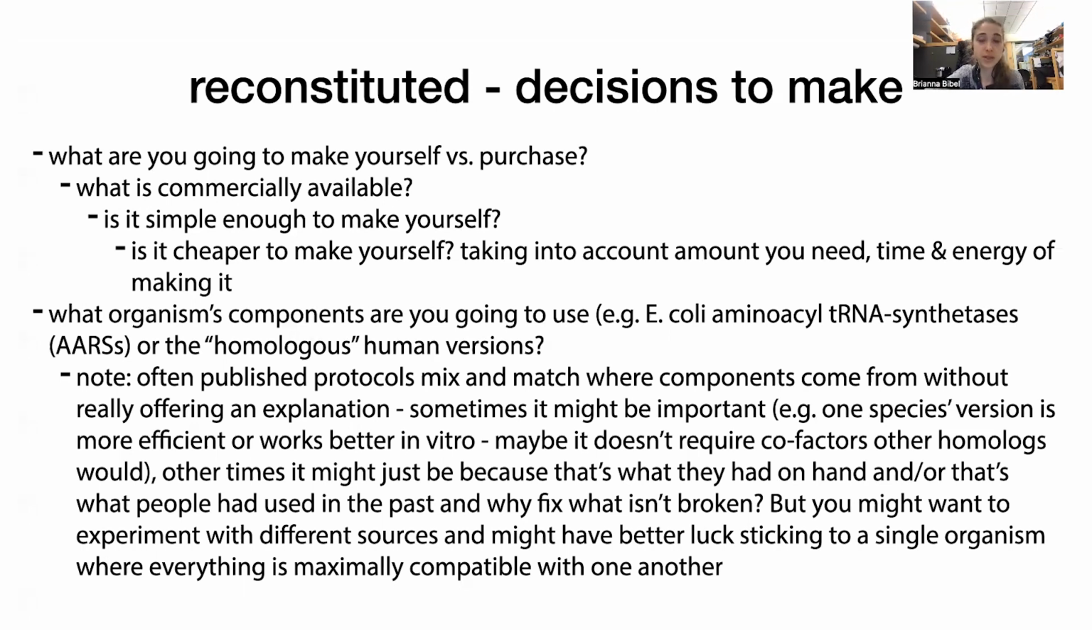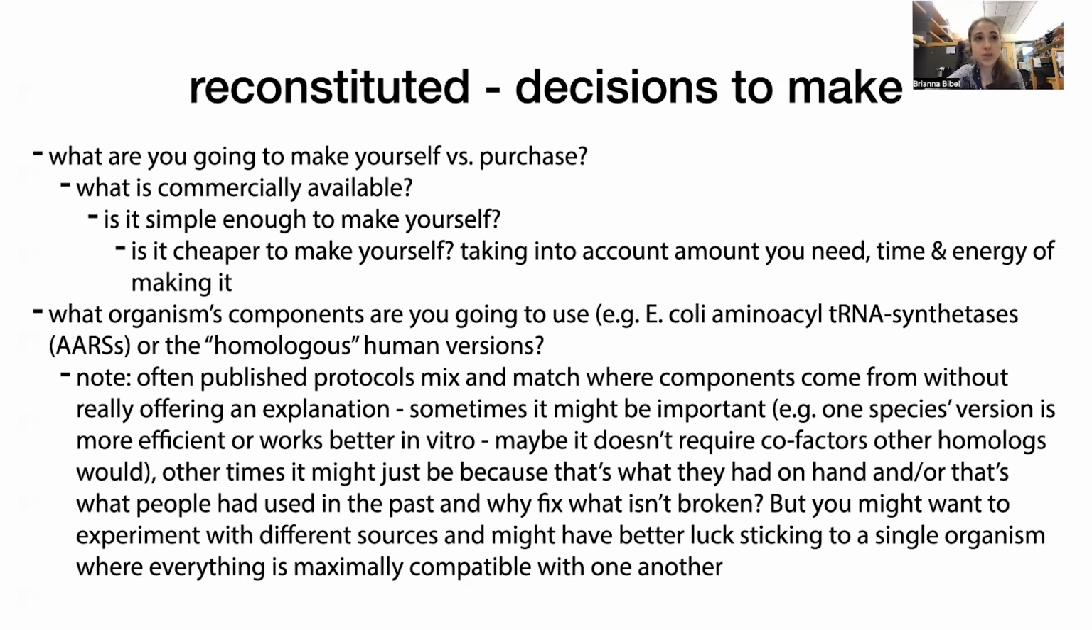So sometimes one species' version works more or better, more efficiently, or works better in vitro. Maybe it doesn't require cofactors or other homologs as other homologs would. And sometimes it's just because that's what they had on hand, or that's what people had used in the past and they don't want to fix it when it isn't broken. But you might want to experiment with different sources, and might have better luck sticking to a single organism where everything is maximally compatible with one another.